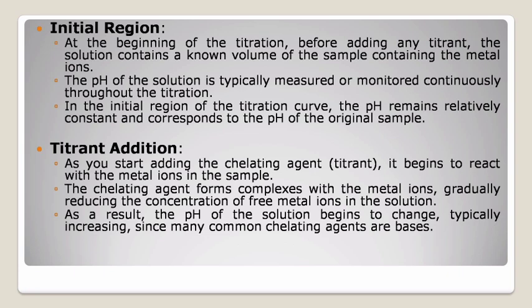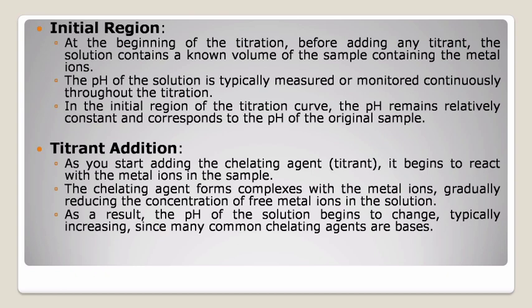First, initial region. At the beginning of the titration, before adding any titrant, the solution contains a known volume of the sample containing the metal ions. The pH of the solution is typically measured or monitored continuously throughout the titration. In the initial region of the titration curve, the pH remains relatively constant and corresponds to the pH of the original sample.